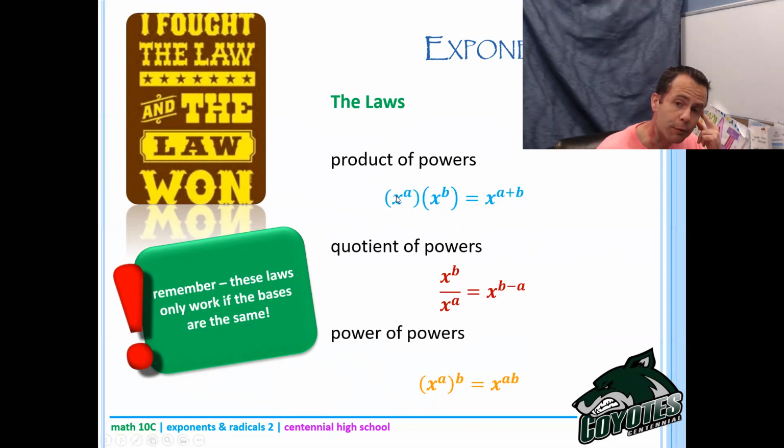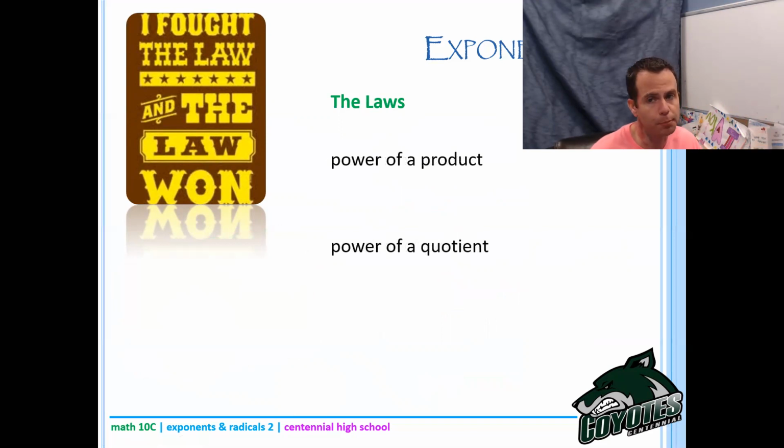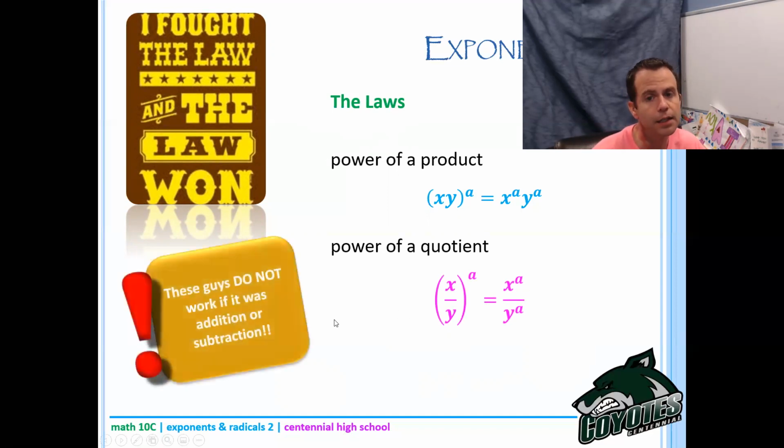So if this had been 3 to the a times 7 to the b, then I can't put those together, okay? All right, then we have a power of a product. xy to the a equals x to the a, y to the a. So if everything inside the brackets is multiplication, the exponent will apply to everything inside. Or if everything in the brackets is division, the exponent will apply to everything on the inside, okay? But again, just remember that these don't work. It's not the same thing if there's subtraction or addition there, okay?